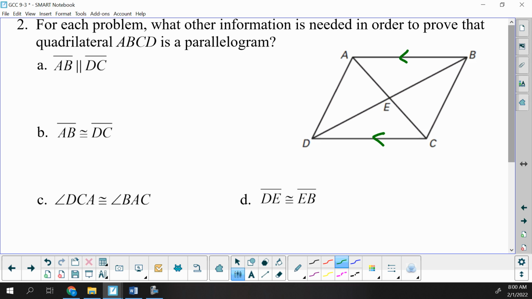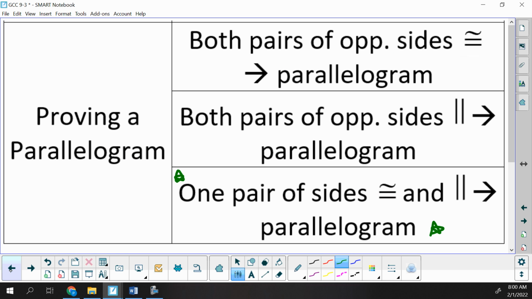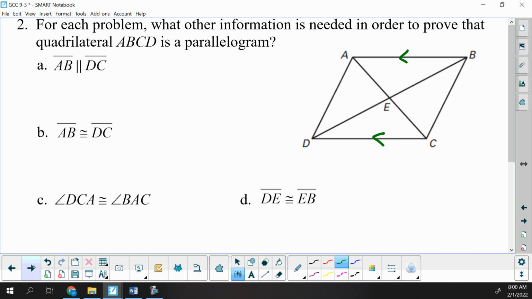So we've got AB and DC are parallel. So we want to think, well, what else would we need so that it could be a parallelogram? Well, if you already have one set of sides parallel, basically our options are either getting a second side parallel or get that same side to be congruent. So we have 2 options here. We could get AD to be parallel to BC. That's one option. Or we could get the same set of sides to be congruent. So that would be AB being congruent to DC.